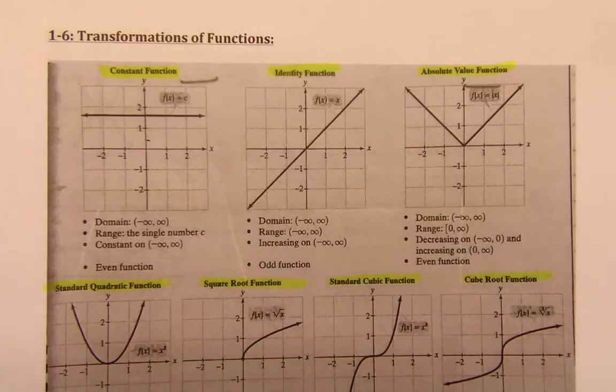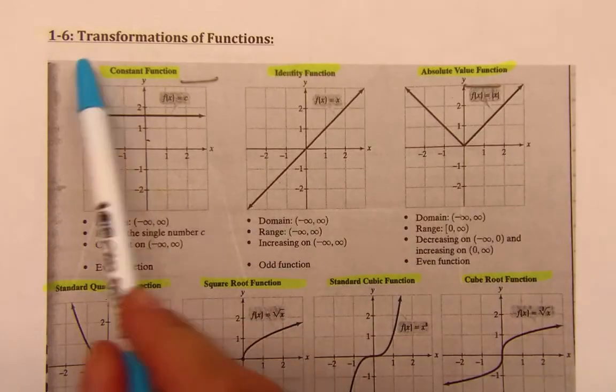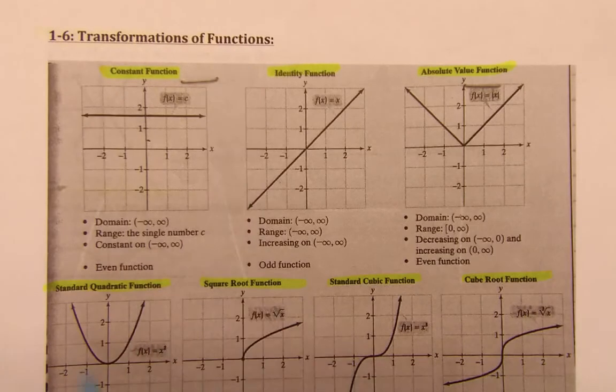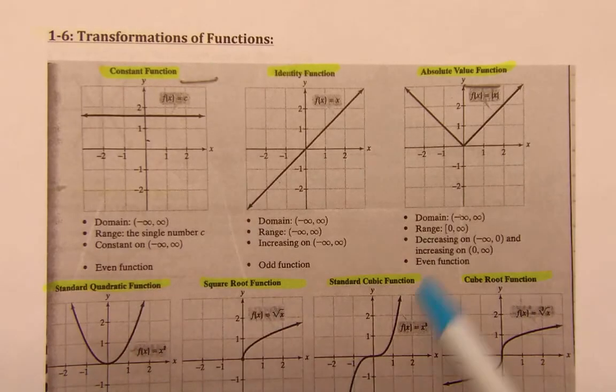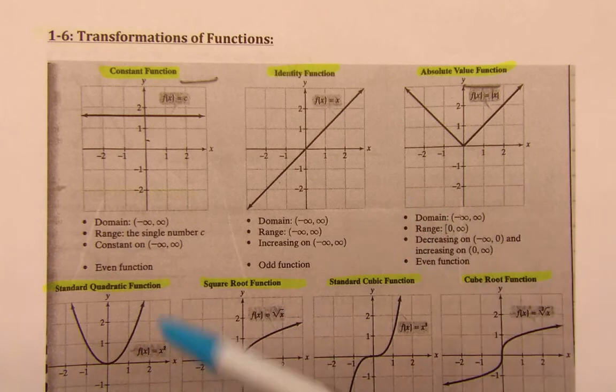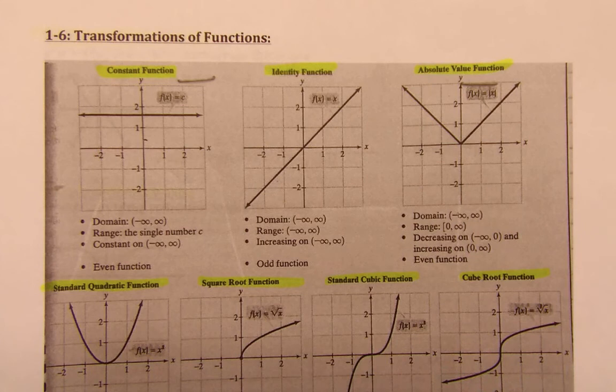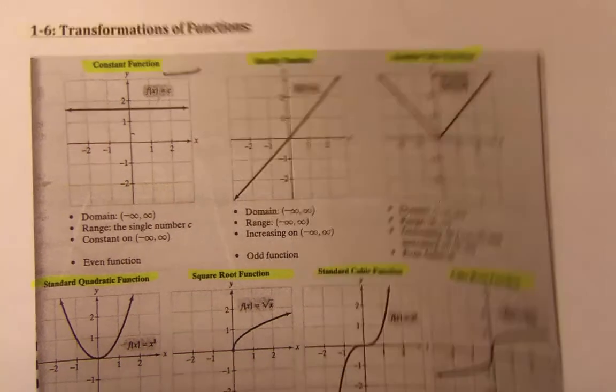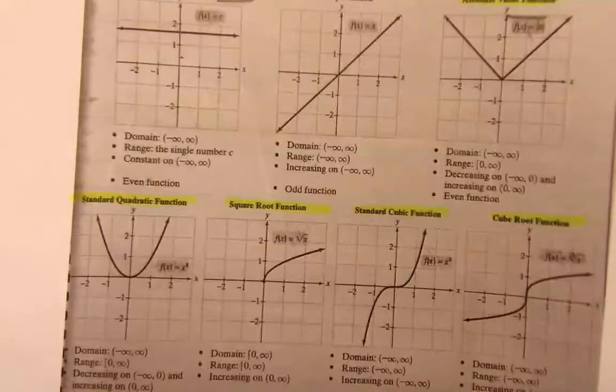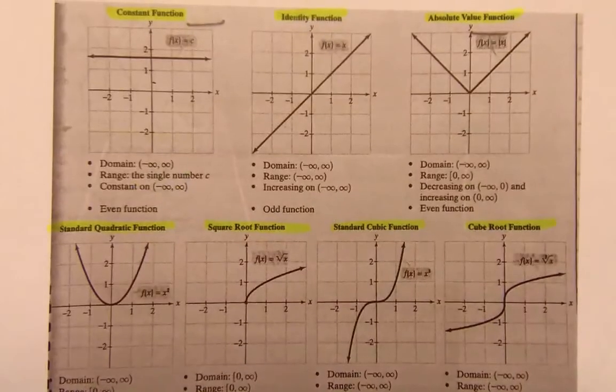Okay, so this is chapter 1, section 6, and now we're going to be talking about transformations of functions. What we're covering in this section is really almost everything you learn in Algebra 2. We're going to look at all these different types of functions, and we're going to generalize how we shift them up, shift them down, shift them to the right, to the left, stretch them and shrink them, and all the different things that we can do to functions.